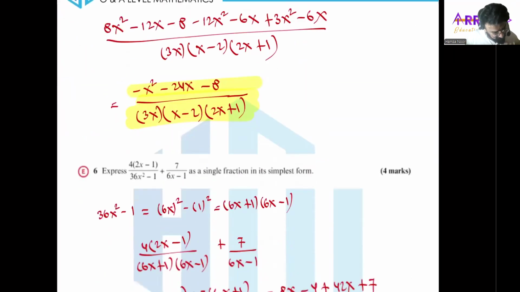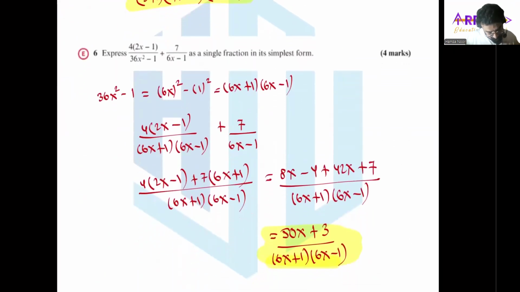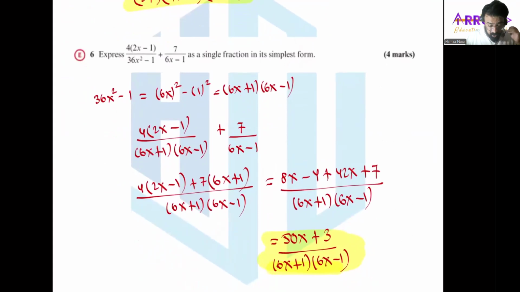So up next, we have another question. This is exercise 1B, question number 6, another exam style question. It says: express 4 multiplied by 2x minus 1 divided by 36x square minus 1 plus 7 upon 6x minus 1 as a single fraction in its simplest form.